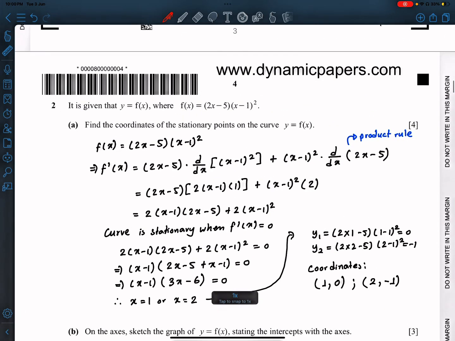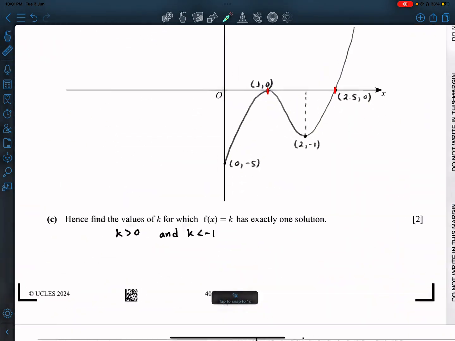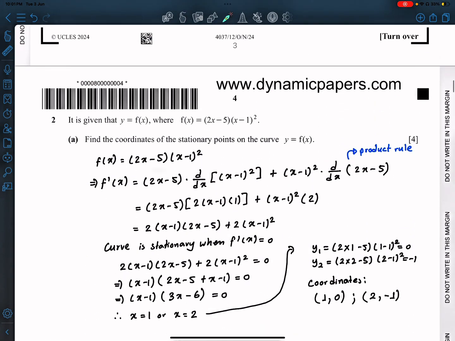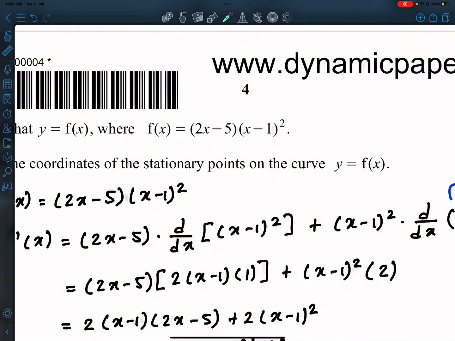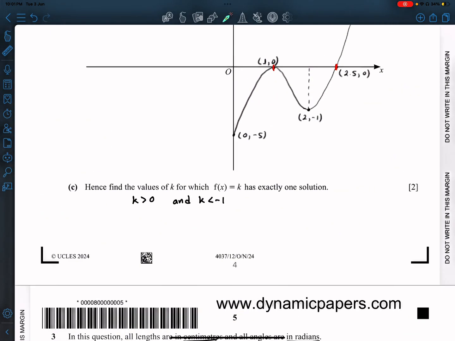The y-intercept is simply given when we make x equal to 0. When we put x equals 0, that gives us 5. So the y-intercept is 0, minus 5. Okay, not 5, minus 5, because when we put x equals 0 over here, it's being multiplied by minus 1 whole squared. So that would give you minus 5 times 1, which is minus 5. So we mark that point as well with our red pen.